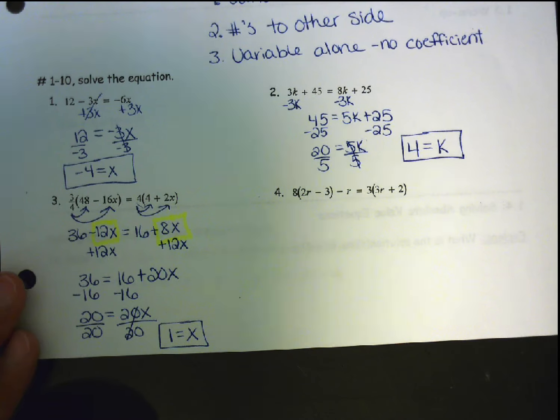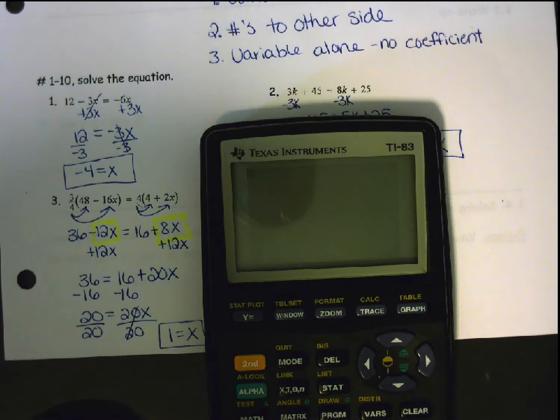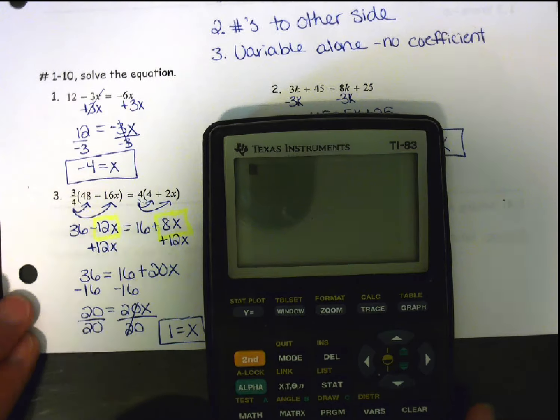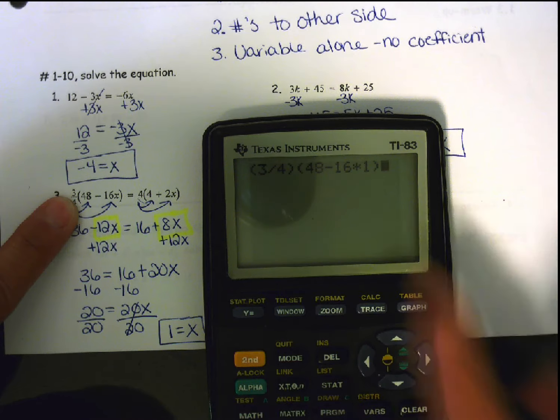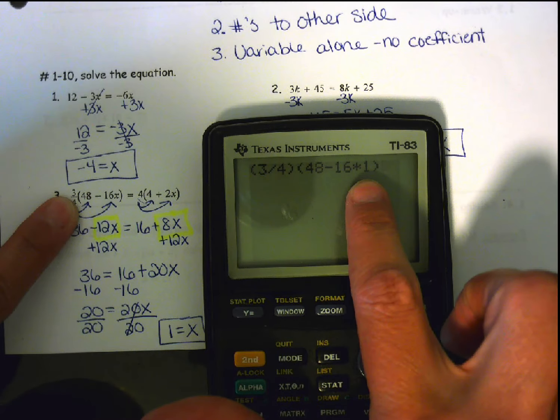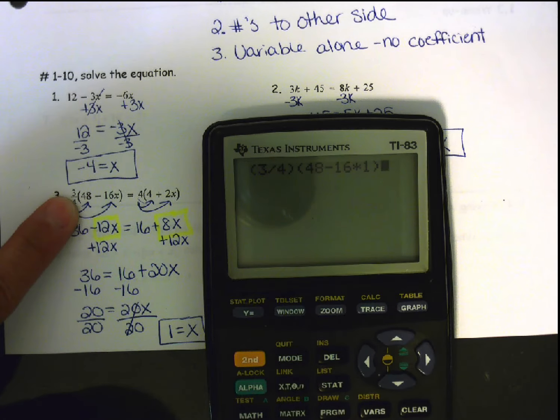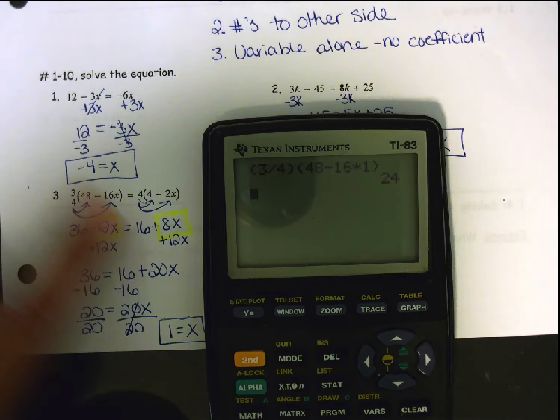And remember, you can always check your work. So if you don't trust yourself, or you're not sure if it looks right, let's type this back in. So we're going to go 3/4 in parentheses, and then parenthesis, 48 minus 16. Now, I know that you know what times 1 is in your head, but let's say this was a different number. You could always just plug that number in there. And we'll hit enter.